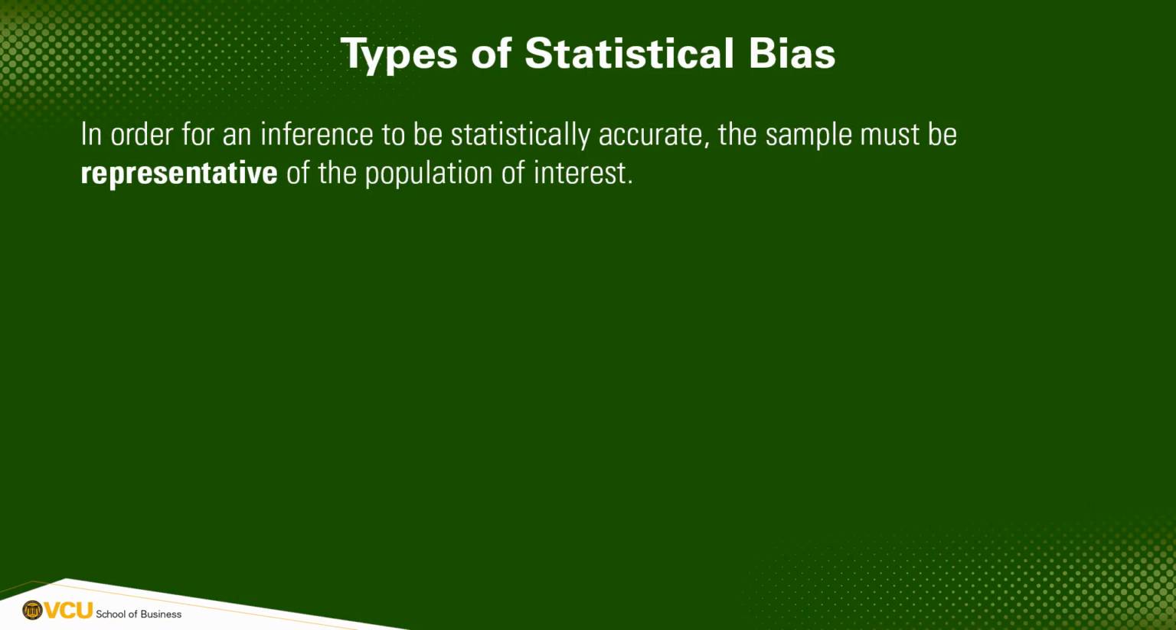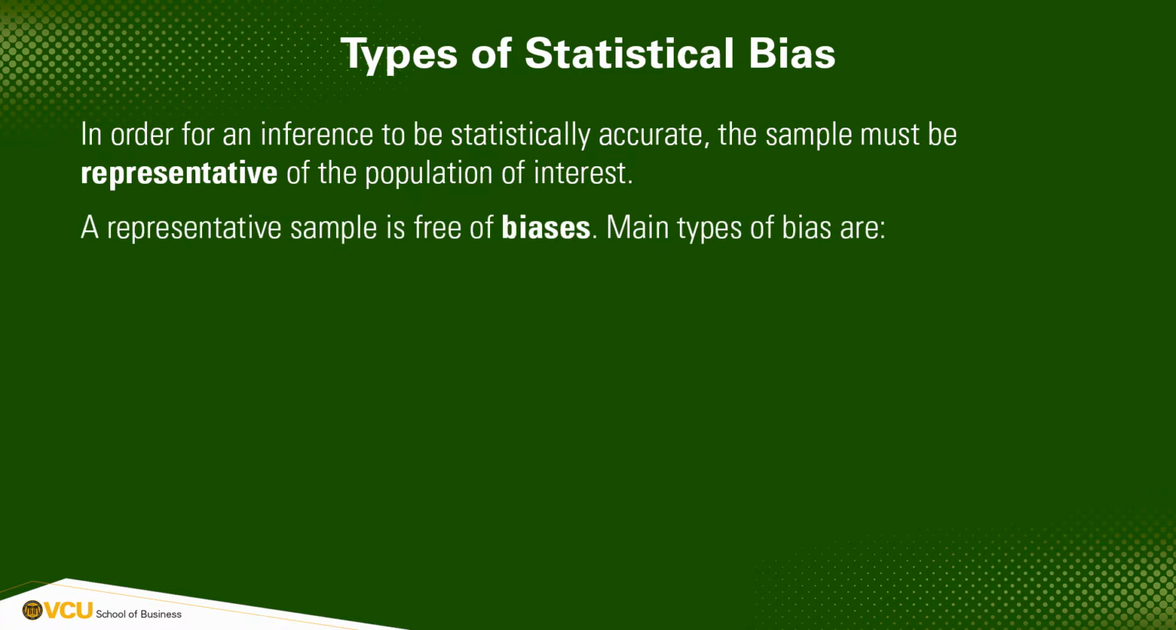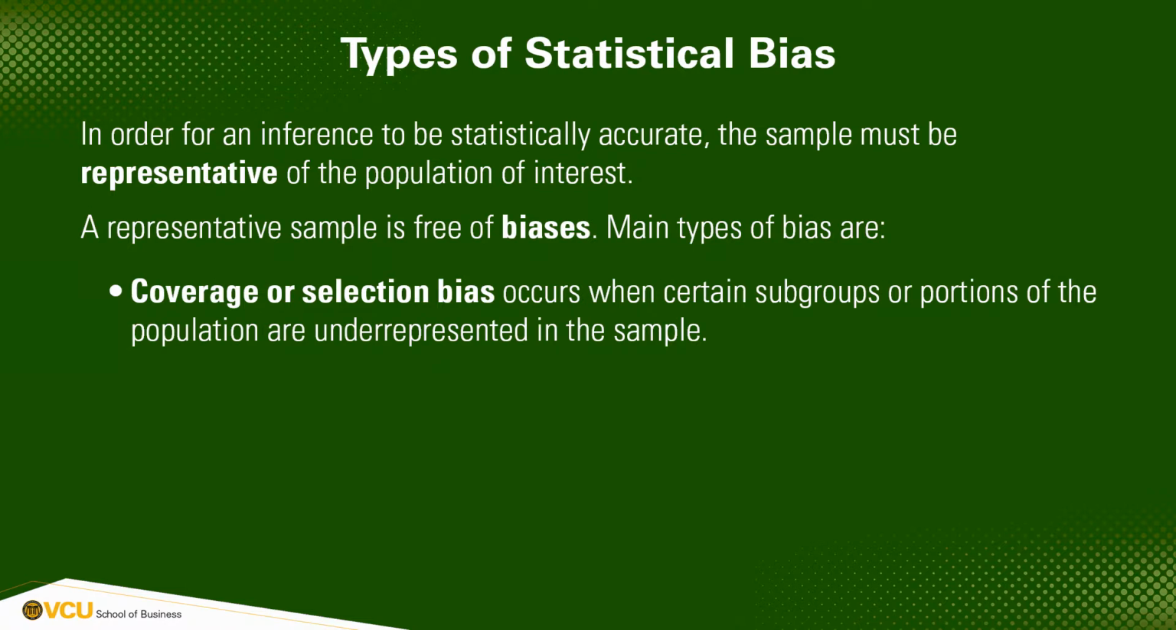But sample size considerations notwithstanding, a sample must be representative of a population for the inference on the population to be statistically accurate. A representative sample must be free of biases. And there are many types of bias, but the following three are the most important ones. A coverage bias, also called a selection bias, occurs when certain subgroups or portions of the population are either overrepresented or underrepresented in the sample. For an example of selection bias, just consider the most recent presidential elections, when statistical polling companies grossly misjudged in their samples what would have been the actual voters' turnout at the booths.